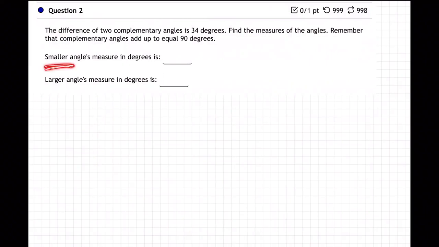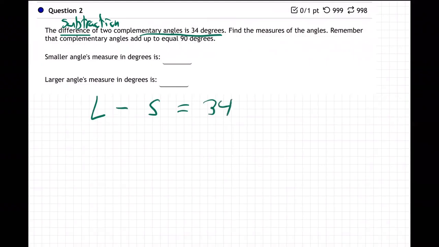So again, we're talking smaller and larger, right? Okay, so what it says is the difference. That means subtraction, right? The difference of two complementary angles is 34 degrees. That means the larger minus the smaller equals 34 degrees, right?